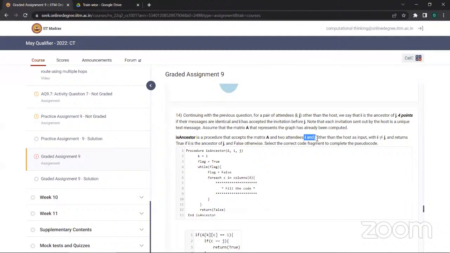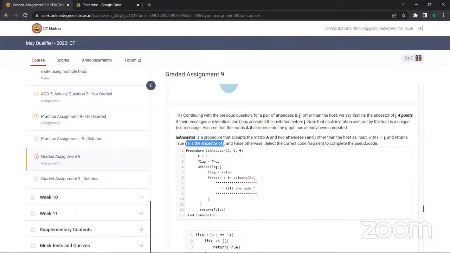Attendees I and J other than the host as input. So we will never give I and J, the value of I or J will never be the host. It will be someone after that. That's something you have to assume. I and J are not equal, and it returns true if I is the ancestor of J. That means J receives a message from I. So there has to be a path from I to J. Then only will it return true.